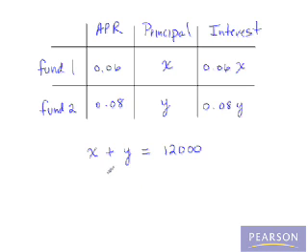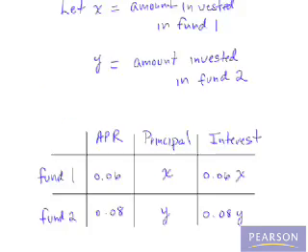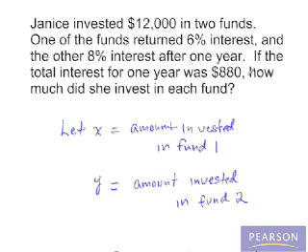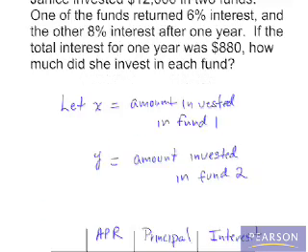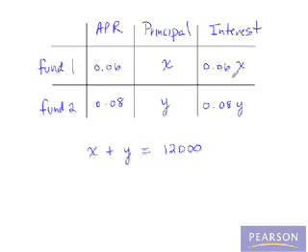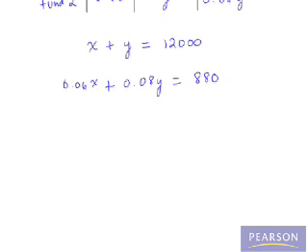Also, we are told in the problem that the total amount of interest after 1 year was $880. Therefore, the total amount of interest in each fund, the sum of those two added up, must equal $880. So 0.06x plus 0.08y must equal $880. So here's the system of equations that we need to solve. And we will use the substitution method.